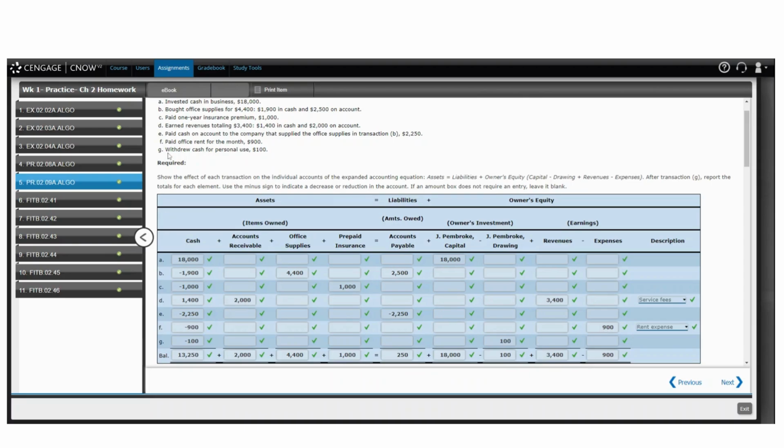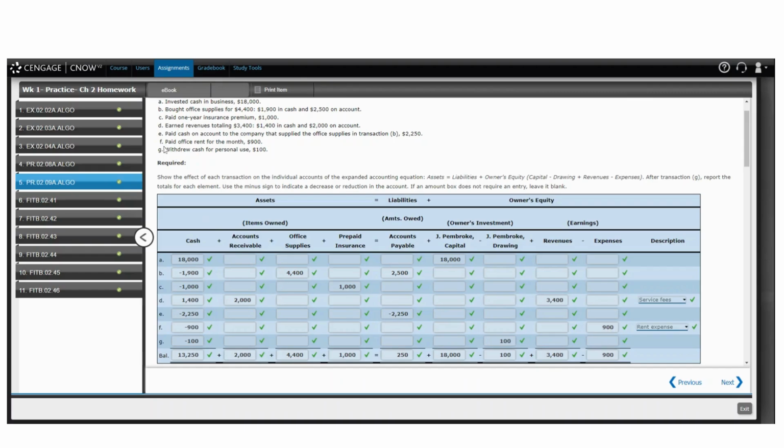Okay. In E, he pays cash on account to the company that supplied the office supplies in transaction B. Okay. So I know that my cash is going to decrease first by $2,250. And the other account that's affected is my accounts payable. I made a payment to them. So I'm bringing down my balance. So minus $2,250 under my accounts payable because I don't owe them the $2,500 anymore. I made a payment. Okay. We'll get to the balance in a minute.